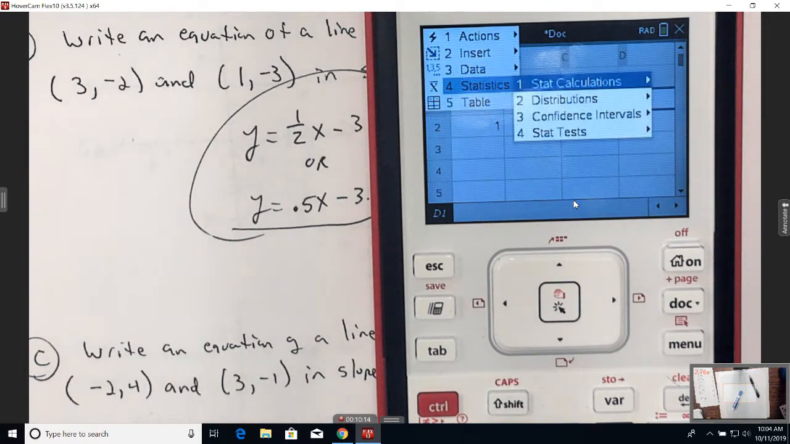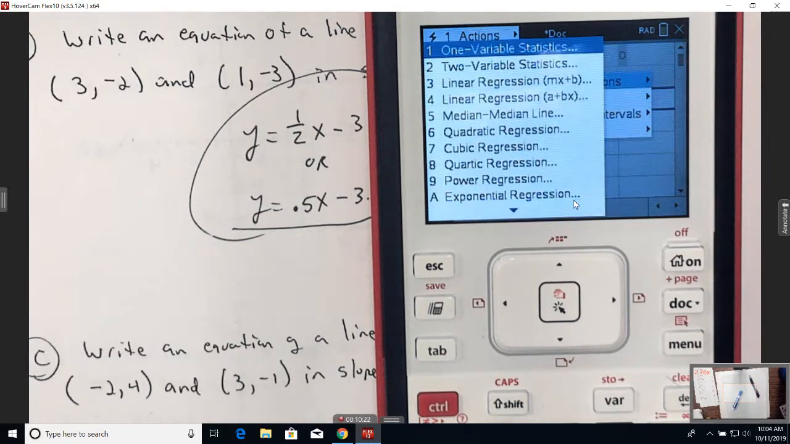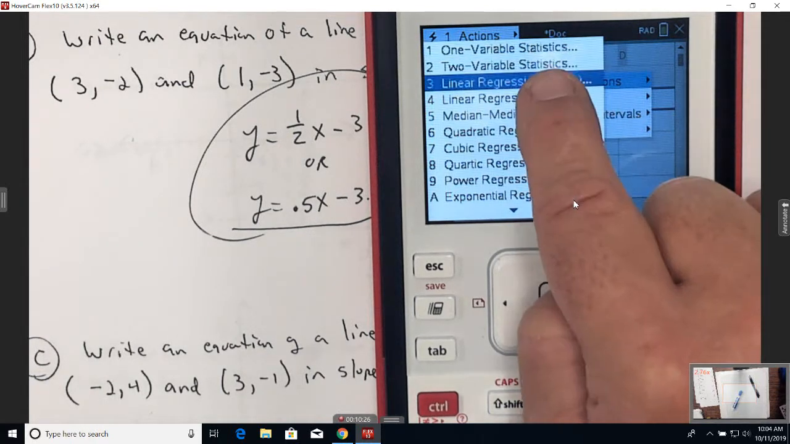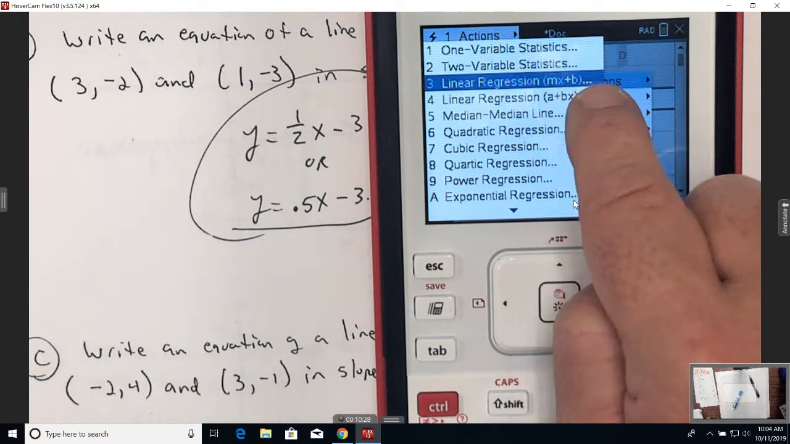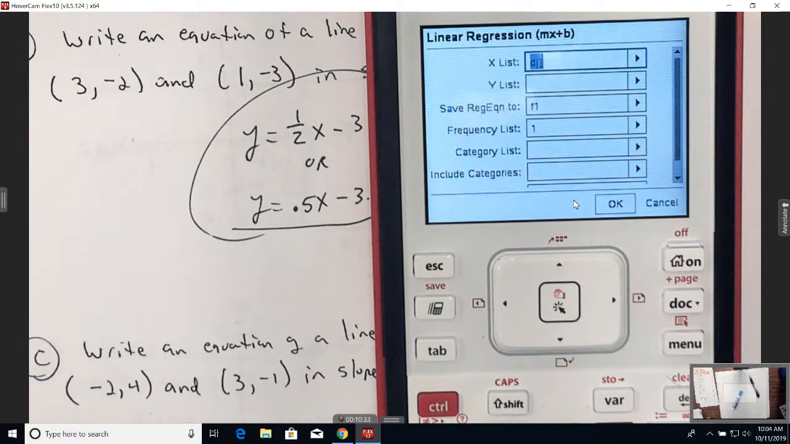Statistics. Then I need some sort of stat calculation. Which one do I want to do? I want to do a line in, what is this? See how it even says mx plus b? That is slope-intercept form. So I just hit 3.